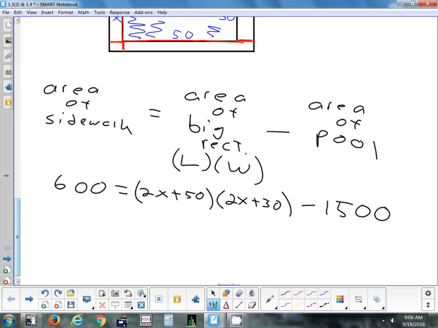All right, so I've got 600 equals, what do I have to do here? Some people call it FOIL or double distributive property, whatever you call it. So Hannah, can you help me do that? What's 2x times 2x? 4x squared. Yep, good. How about 2x times 30?